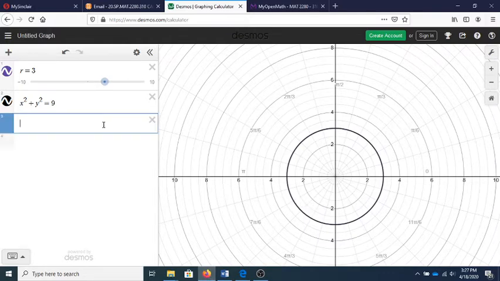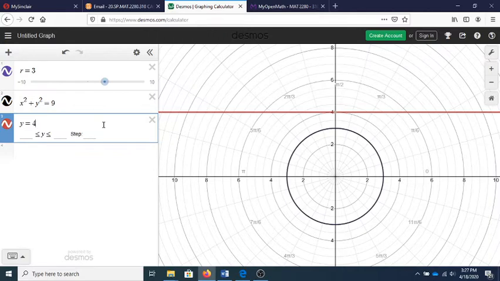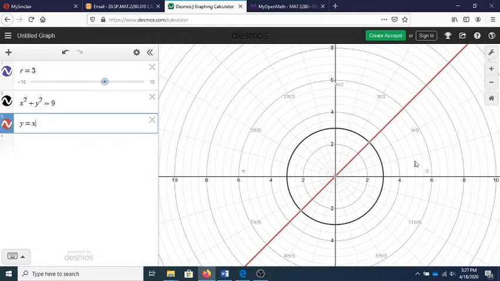Okay, if I type in y equals x, oops, I typed in y equals 4. Let's type in y equals x. This is exactly the line I was describing a moment ago. A line where theta is fixed at pi over 4, but r can be anything, including negative values.